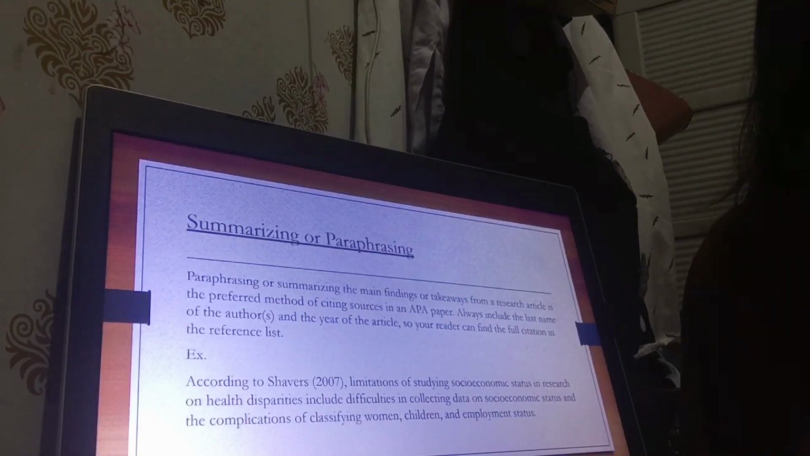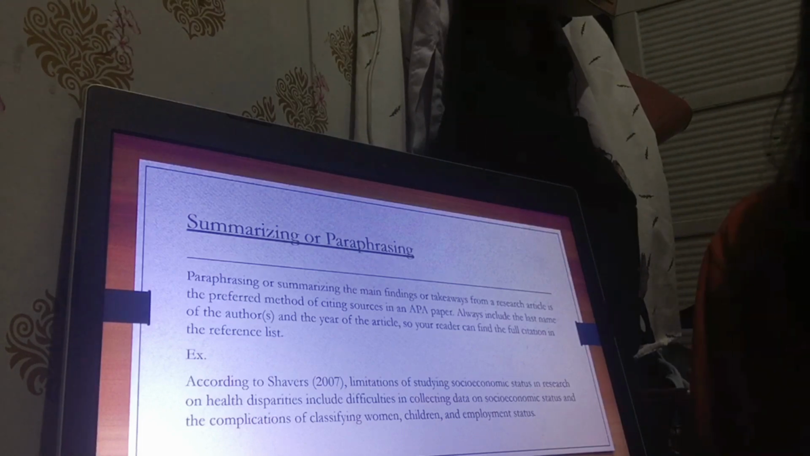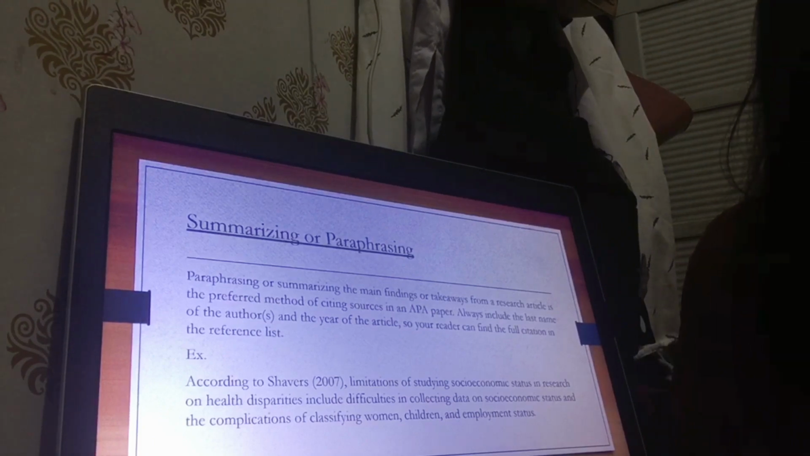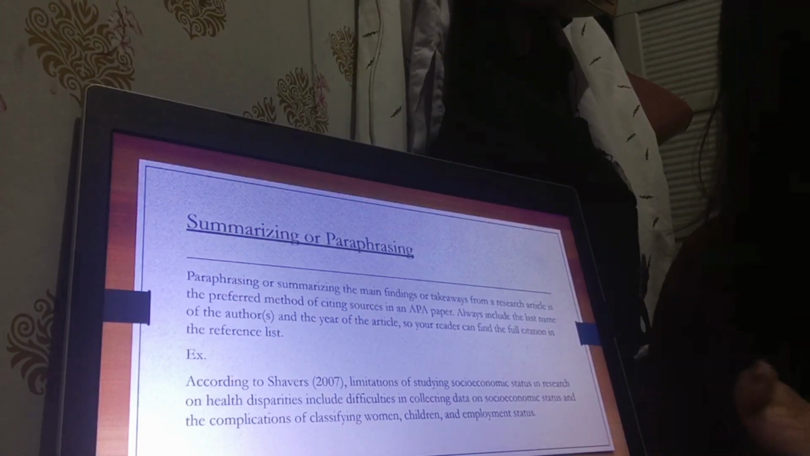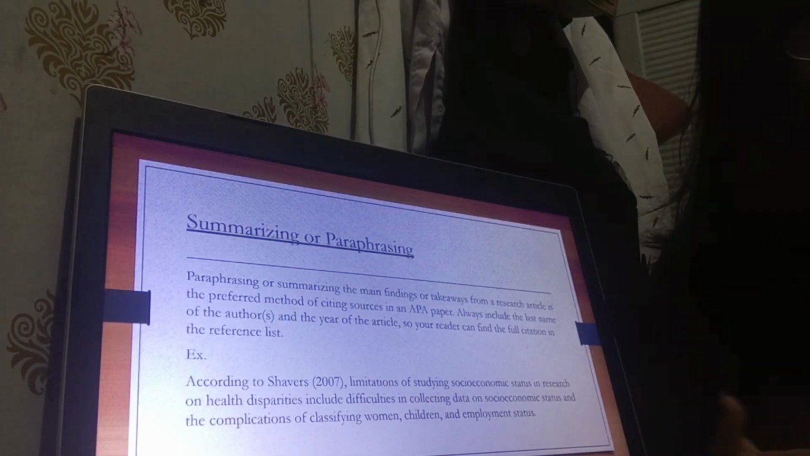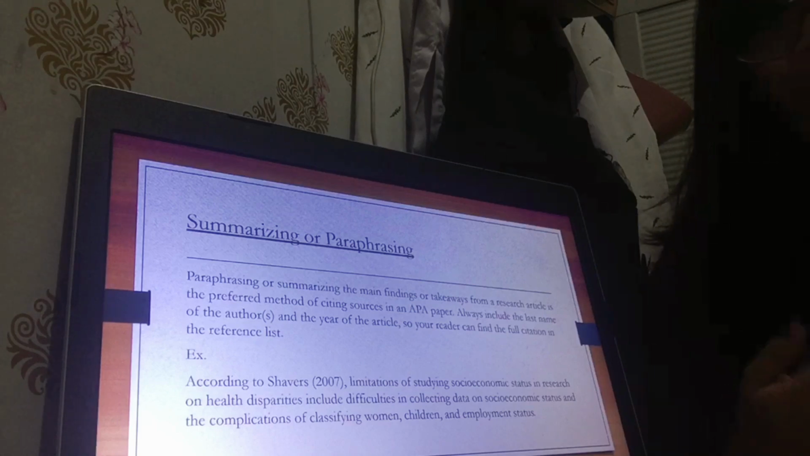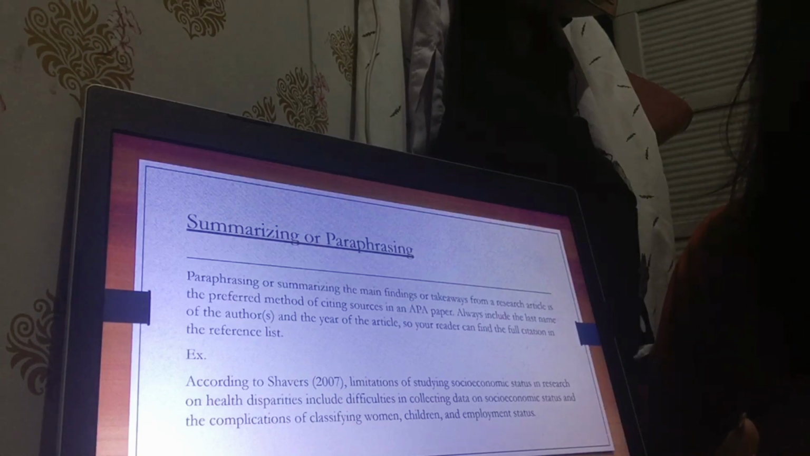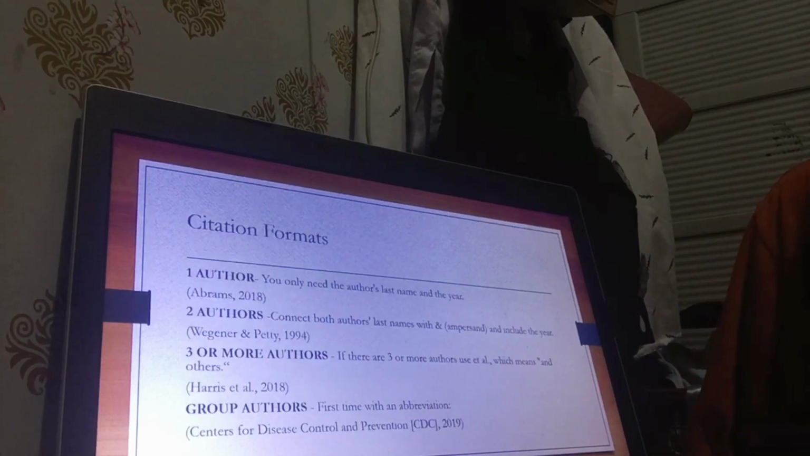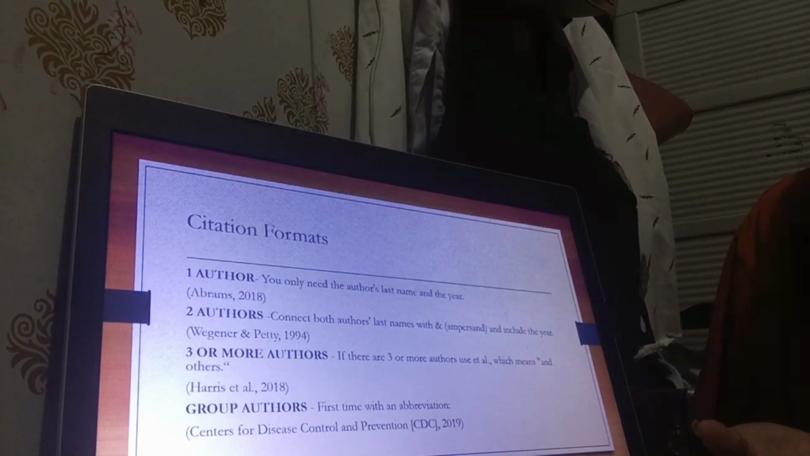Summarizing or paraphrasing. So, summarizing and paraphrasing in APA format means to rewrite the main points or key information from a research article in your own words. This is the best way to use sources in your paper. Make sure to include the author's last name and the year of the article in your citation. Here are the citation forms you can use.